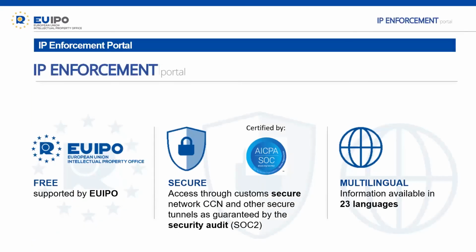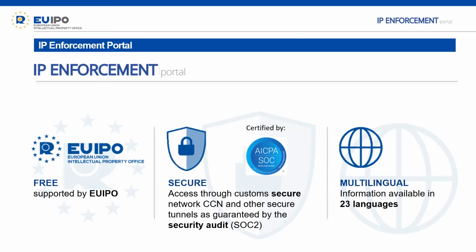So to sum up, the IP enforcement portal is a tool that is fully supported by the EUIPO. It is free of charge. There are no costs or fees involved for the users. Obviously, security is a key element to the portal. We have the same security standards as online banking. We undergo a security audit every year, the SOC 2 audit, to make sure that all our protocols are in place. With right holders, we undergo an authentication procedure for them to get access.